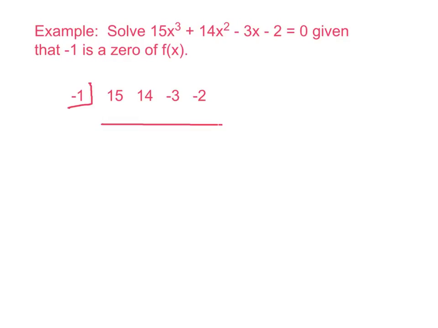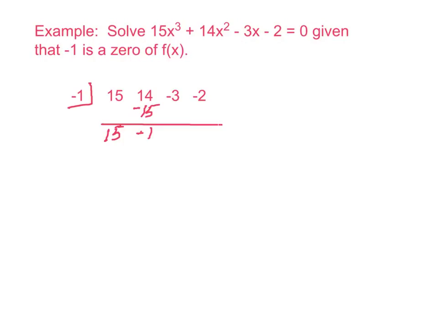I'm going to set it up the same way I did with synthetic division before. Minus 1, remember now, is a 0, so that's what I put inside this little box. And then I put the coefficients in descending order. So I bring down the 15 initially. Then I multiply that by minus 1. That'll give me minus 15. Then I add those two numbers and I get minus 1.